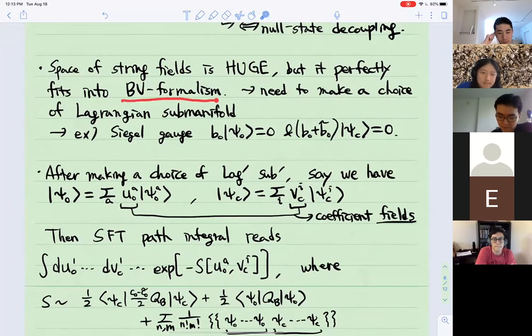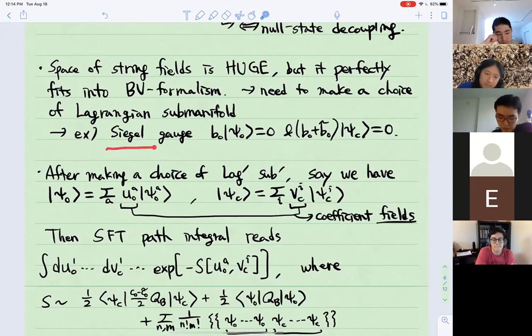And just like any BV formalism, we need to make a choice of Lagrangian submanifold. Oh, by the way, if you're not familiar with BV formalism, you can think of this as some generalized version of BRST or Faddeev-Popov gauge fixing. And BV formalism basically is where the structure constants may depend on the fields, and also the algebra doesn't need to close off shell. But yeah, it's a very natural generalization of usual BRST.